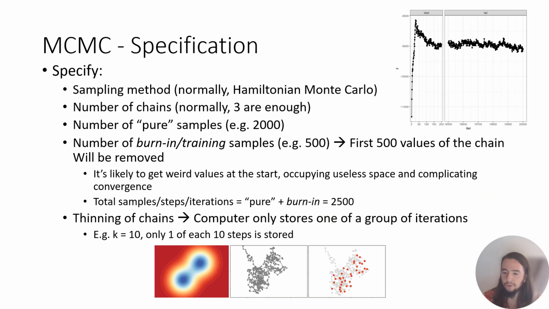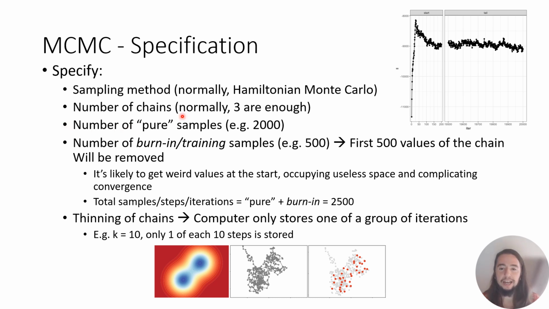So now, what can we specify to make an MCMC happen? First of all, we need to specify the sampling method. Normally, it's called the Hamiltonian Monte Carlo method. That is a current method, but there are other methods available if desired. We also need to specify the number of chains. Normally 3 are enough, but you can increase to 4 or 5 chains, for example. Then you need to specify the number of pure samples that are going to make it into drawing the posterior.